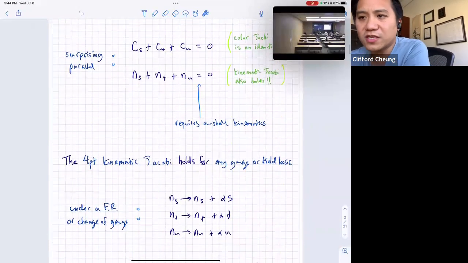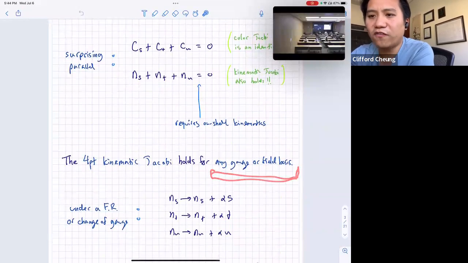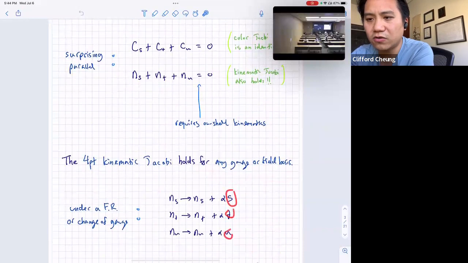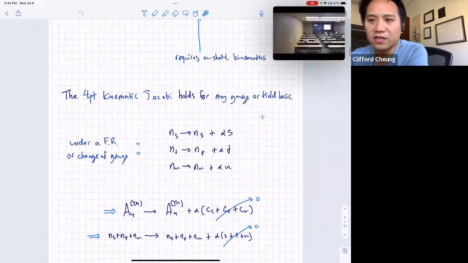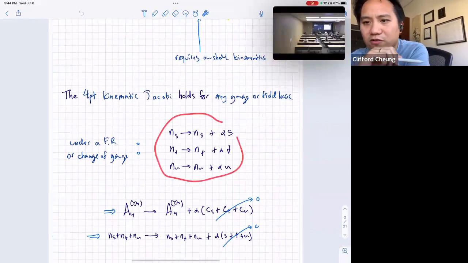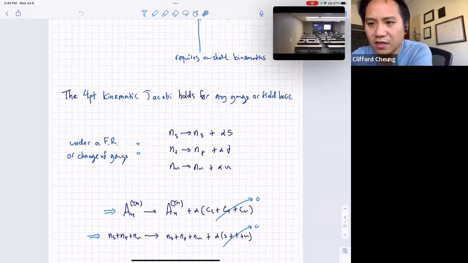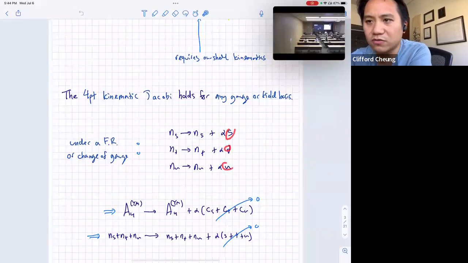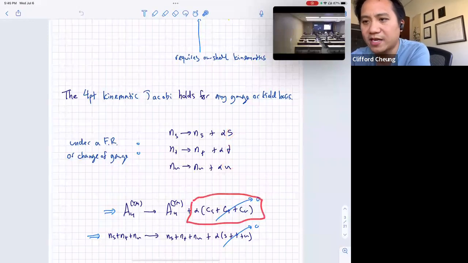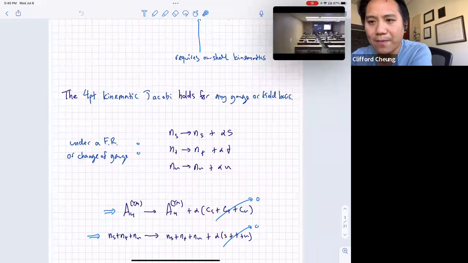And if you just do this exercise and change field basis, what you find is that the numerators change in the following very restricted way. NS, NT, and NU will all shift by S, T, and U multiplied by some alpha, which could depend on kinematics in some crazy way, but it's the same alpha in all three channels. You can check this yourself, but the reason you can see why this was mandated is that if you change the numerators in this way, the Yang-Mills amplitude will shift, but in a way such that S, T, and U cancel the poles, and you're left with alpha times the Jacobi identity, which is 0. So this had to happen so that the Yang-Mills amplitude was left invariant under field redefinitions.